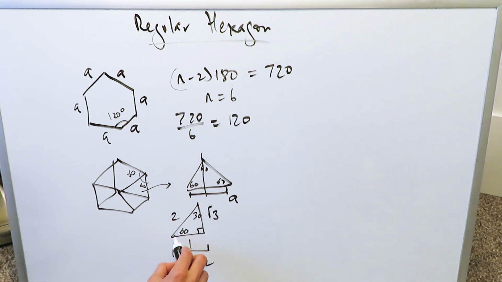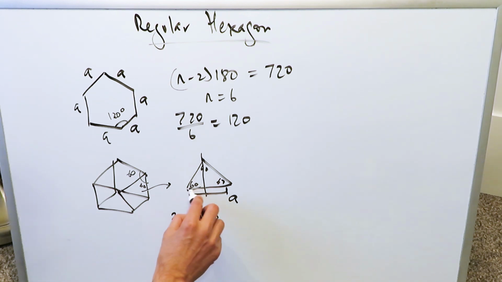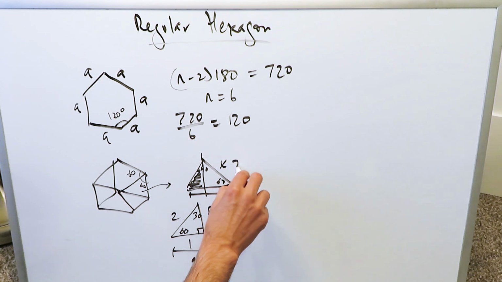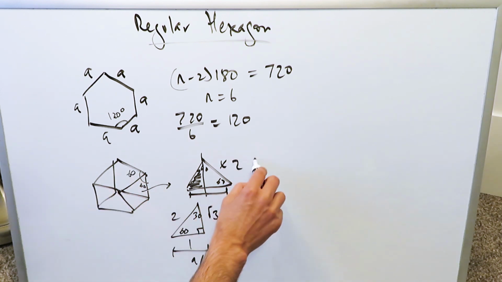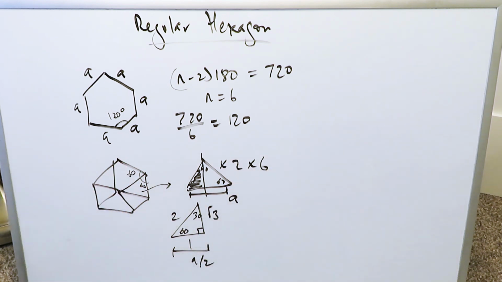Why is that important? Because here I'm looking at a half. I'm essentially looking at just this half. If I were to multiply it by 2, then multiply it by 6, because there's 6 of these full triangles, I can get my area formula for a hexagon. Let's look right here at this.